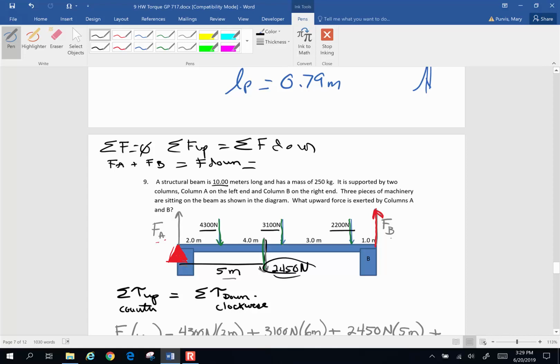And when I add all of those together, I got 12,050 newtons. And that's going to be equal to force A plus force B. And force B was 5,925 newtons. When I do a little fabulous math, I got force A equals 6,125 newtons by subtraction. All right?